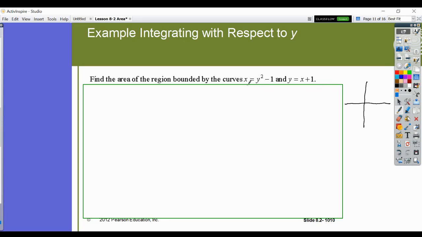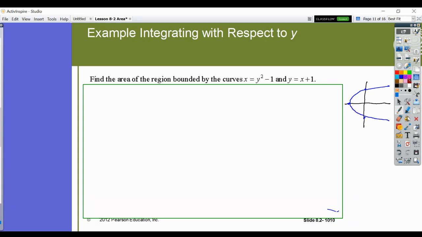So let's graph. x equals y squared minus 1 is a parabola that's sideways. And this shift, because it's in the y direction, is to the left one. So it's a parabola that's been shifted to the left one. I'm going to make my scale really big so we can see what's happening here. So that's -1, and then this is +1, and this is -1. So when I draw my parabola sideways, it's going to go like this.